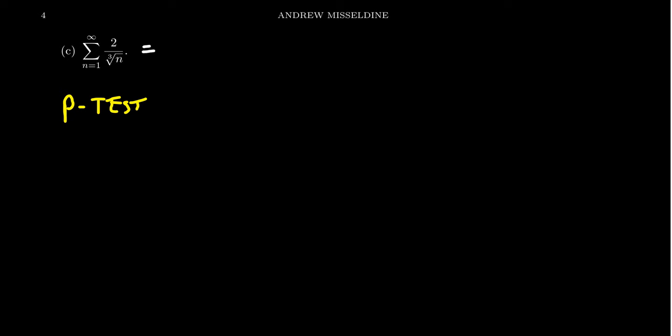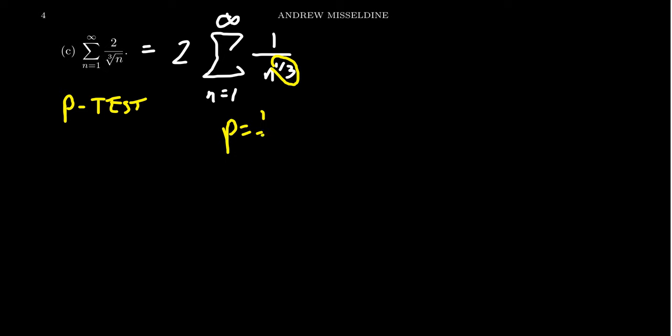If I did that, this would look like 2 times the sum, where n equals 1 to infinity, of 1 over, well, the cube root of n is n to the 1/3 power. And thus, we see that it's 2 times a p-series. The p-value is this number right here. We get that p equals 1/3.